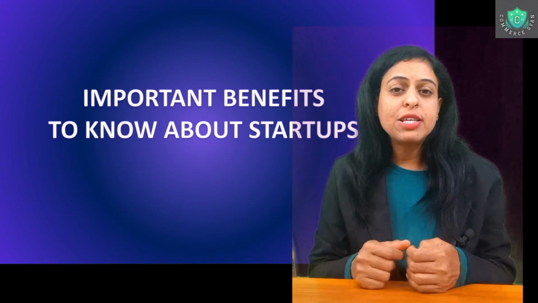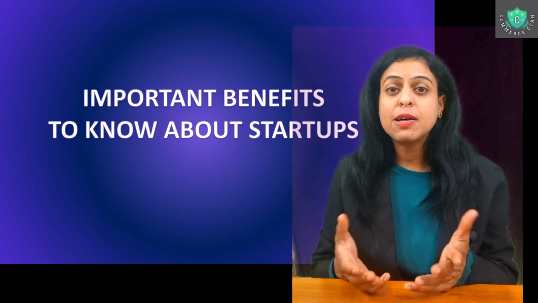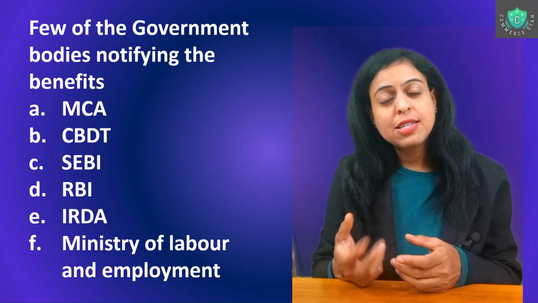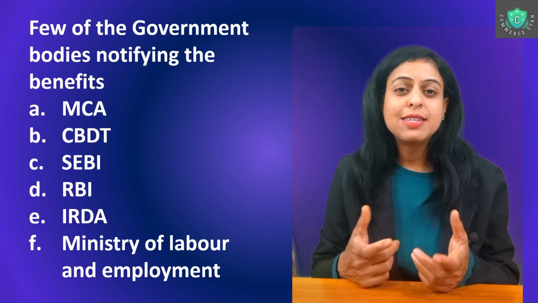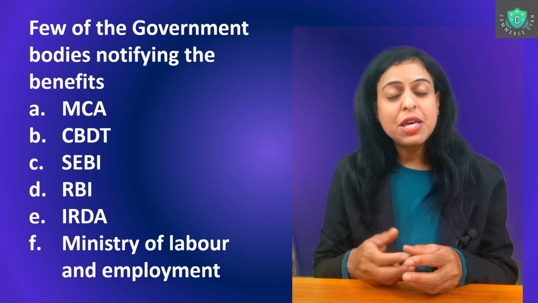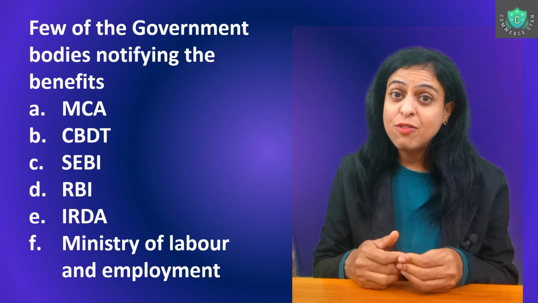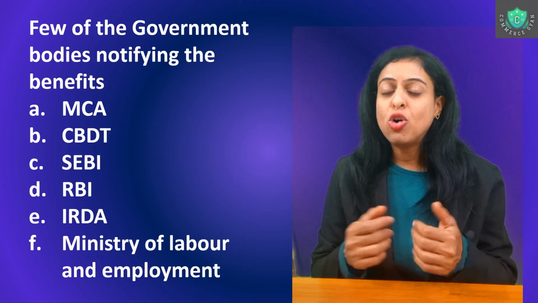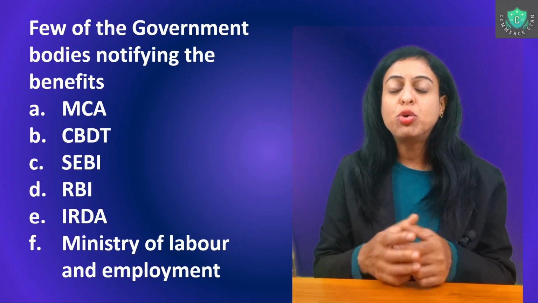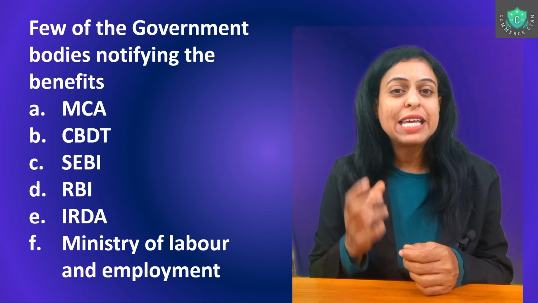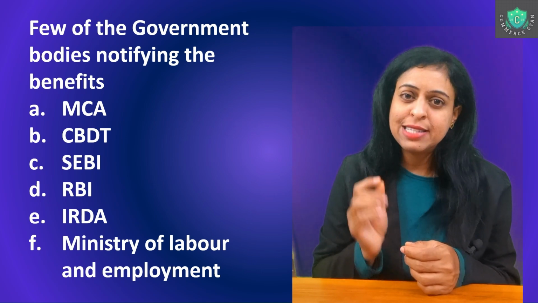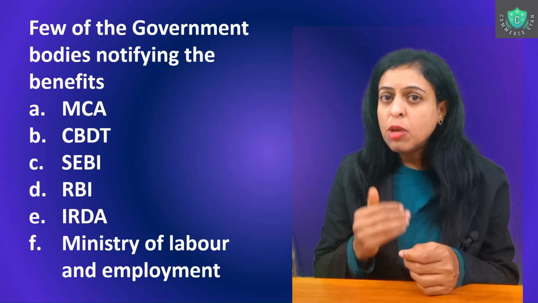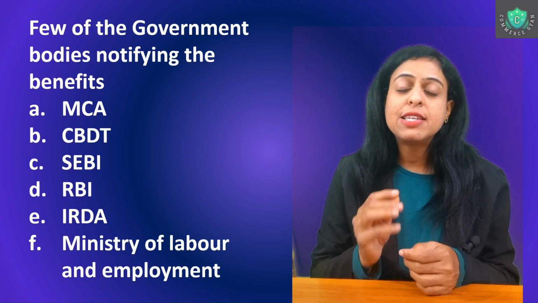Now, which are the government bodies that have notified these benefits? It is the MCA, Ministry of Corporate Affairs, CBDT, that is the Central Board of Direct Taxes, SEBI, Securities and Exchange Board of India, RBI, which is the Reserve Bank of India, IRDA, which is the Insurance Regulatory and Development Authority, and of course, the Ministry of Labor and Employment. So all these have come together with several notifications which you will get on the startupindia.gov.in site. This can be utilized as an understanding for your startups to get benefits and exemptions which the government has notified.